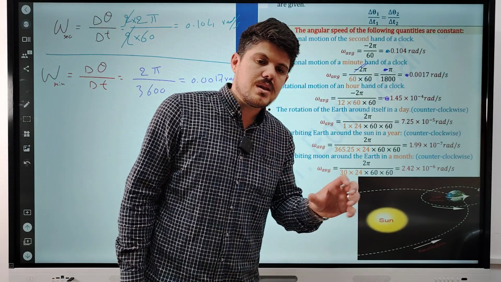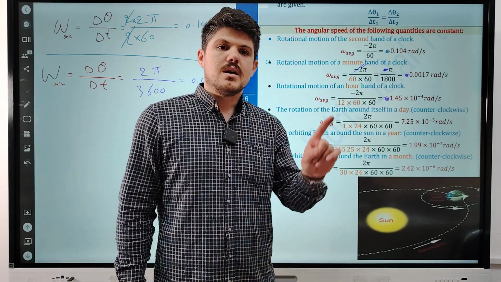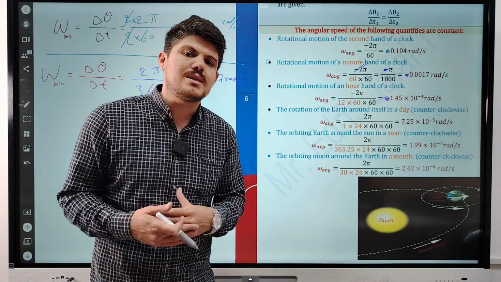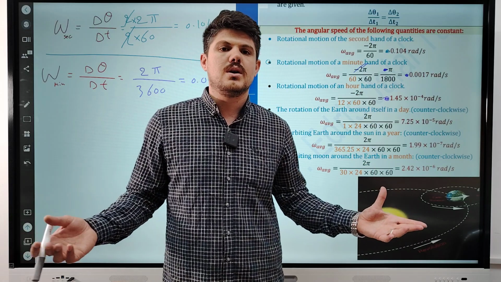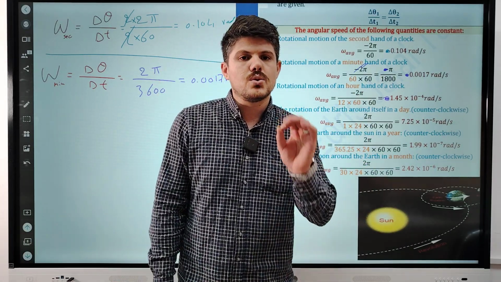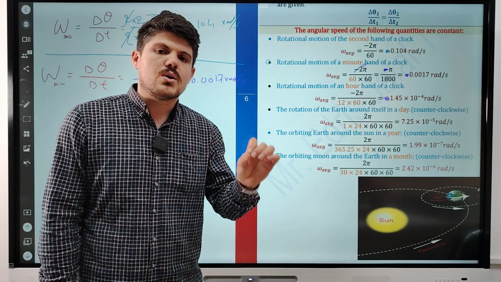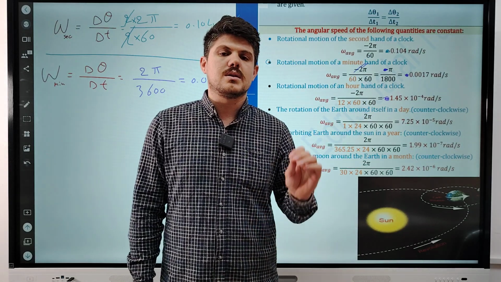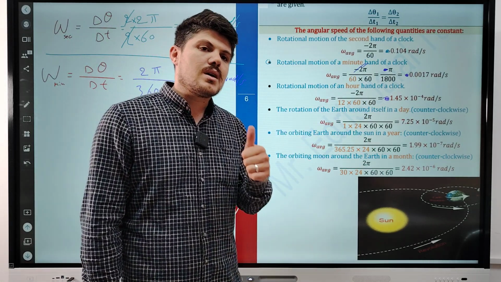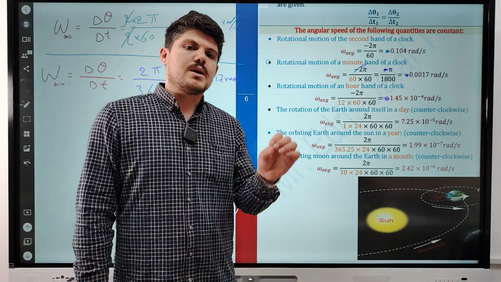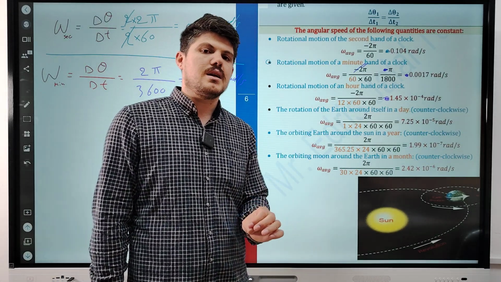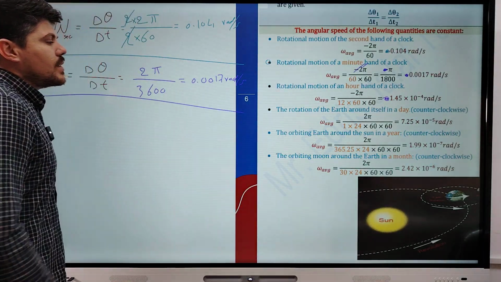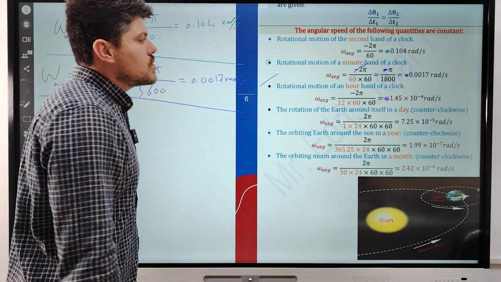If they bring in the auxiliary exam, calculate the angular speed for the minute hand, or which of the following is the angular speed for the minute hand without giving any value, the student should know that the angular speed of the minute hand is constant and is equal to theta divided by time. The theta for one complete cycle is 2 pi. So the time for one complete revolution or cycle for the minute hand is 3,600 seconds.